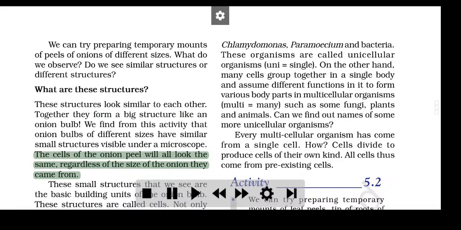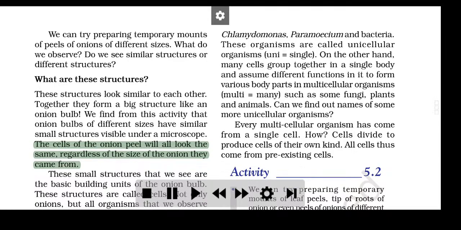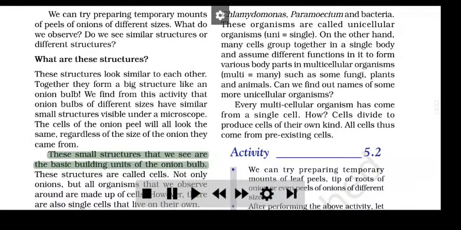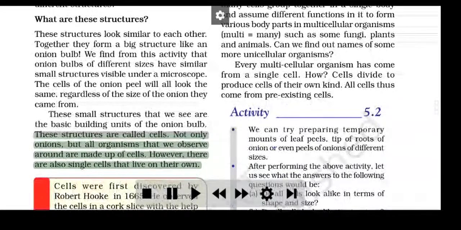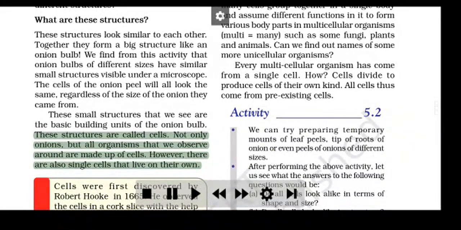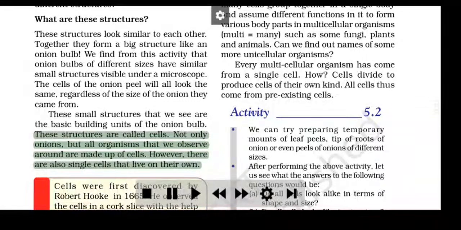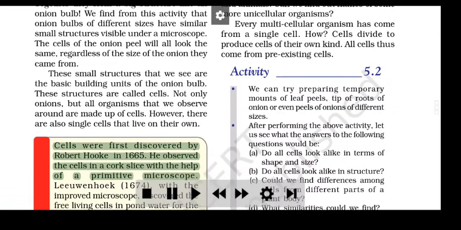The cells of the onion peel will all look the same. What we see are the basic building units of the onion bulb. These structures are called cells. Not only onions, but all organisms that we observe are made up of cells. However, there are also single cells that live on their own.